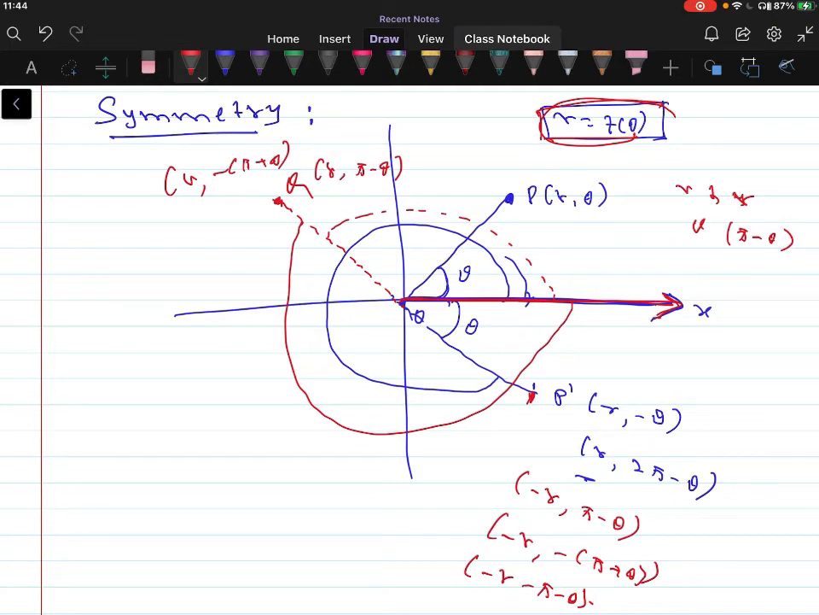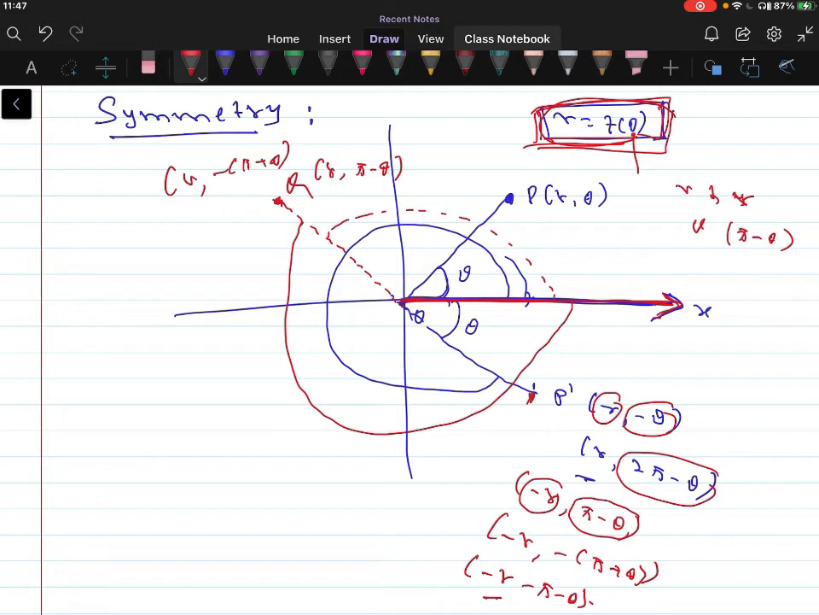If you replace r by minus r and theta by minus of pi plus theta, and there is no change in the polar curve, then you can say that the curve is symmetric about the x-axis. So in the polar curve, replace r by r or minus r, and theta by minus theta, or 2 pi minus theta, or pi minus theta, or minus of pi plus theta. If there is no change in the polar curve, then we can conclude that the polar curve is symmetric about the x-axis.